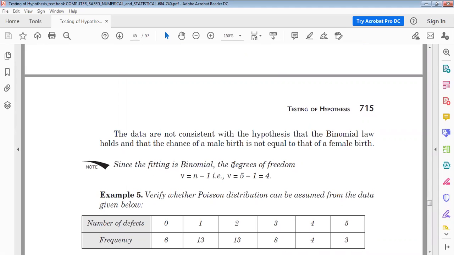Since the fitting is binomial, what are the degrees of freedom? It equals n minus 1, so the degrees of freedom is 4.